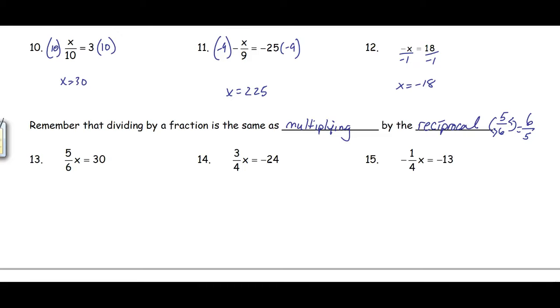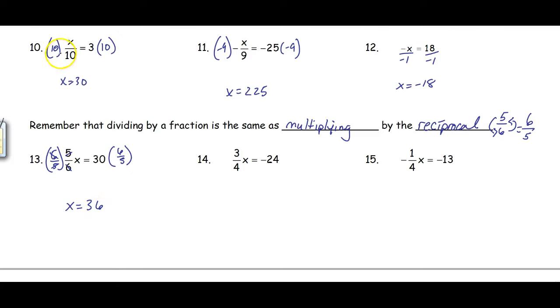So let's go ahead and take a look at a couple of these. As you can see up top here at number 10, x divided by 10 is a little different here than 13, which is 5 over 6 times x. Okay, so in order to get rid of both the 5 and the 6 this time, we are going to multiply by its reciprocal. Why? 6 divided by 6 is 1, 5 divided by 5 is 1, and you're left with just x. So in this case, 30 times 6 divided by 5 is 36.